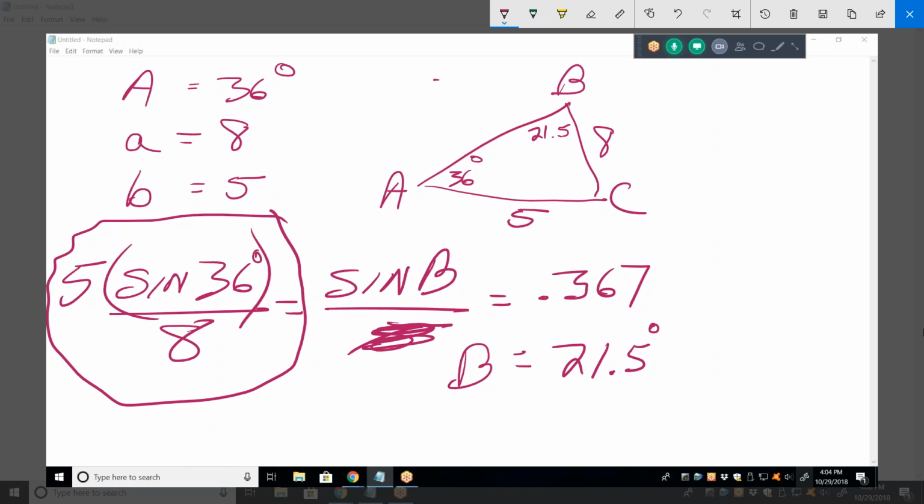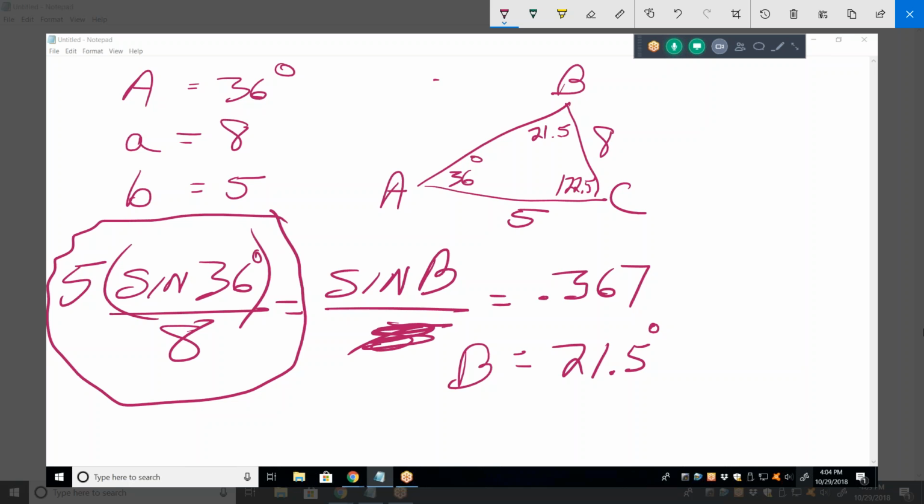Okay, so I know that angle B is 21.5 degrees, right? Now, can I figure out angle C? Yes. By subtracting angle A and angle B from 180. Okay, what do you get? 122.5.